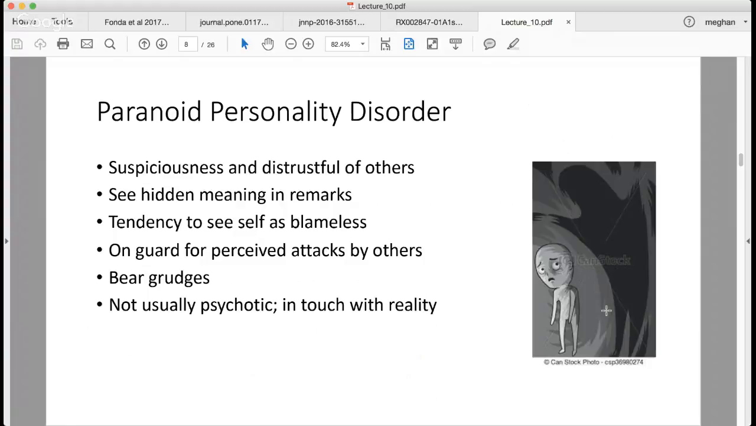Causal factors for paranoid personality disorder are not very clear. It's not very well studied. There have been inconsistent findings on genetic transmission. However, heritability of high levels of antagonism and neuroticism is associated with it. Psychosocial causal factors are suspected, such as parental neglect, abuse, and exposure to violent adults.